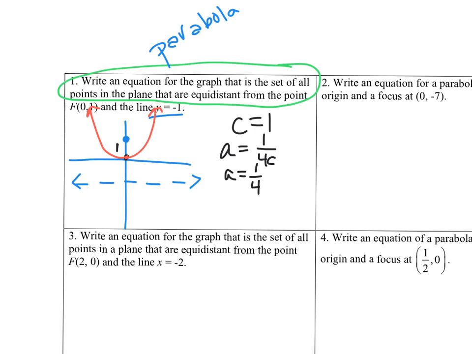So because this parabola is going up and down, because our directrix is side to side, I know that this is going to be y equals. Okay, so if it's going up or down, it's going to be y equals, and my a is 1/4, and it's going to be positive 1/4 because I know my parabola opens up. So this is going to be y equals 1/4 x squared. So that's my equation.